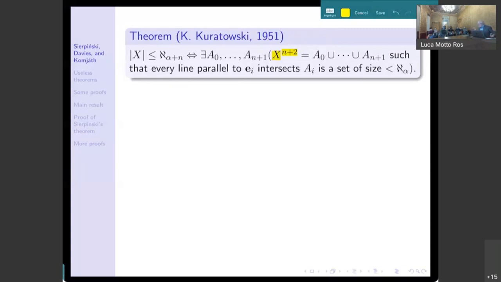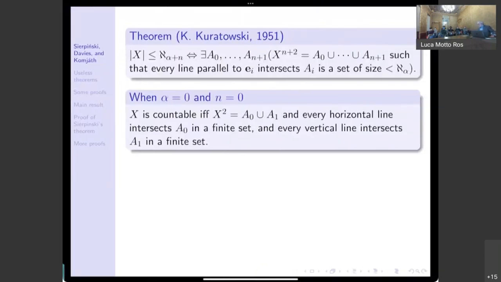So plug in the reals and you get the reals have size at most alpha n, alpha equal to aleph 0, say, if and only if the intersection has got size less than aleph 0, so it's fine. This is a general fact. Okay. So when alpha is equal to 0 and n is equal to 0, you get that X is countable. So you get Sierpiński's theorem, the first theorem.